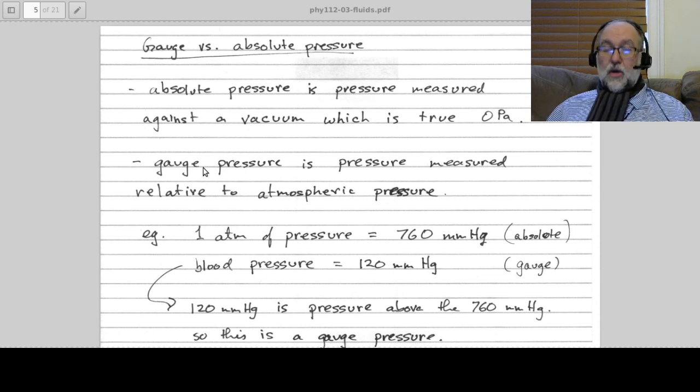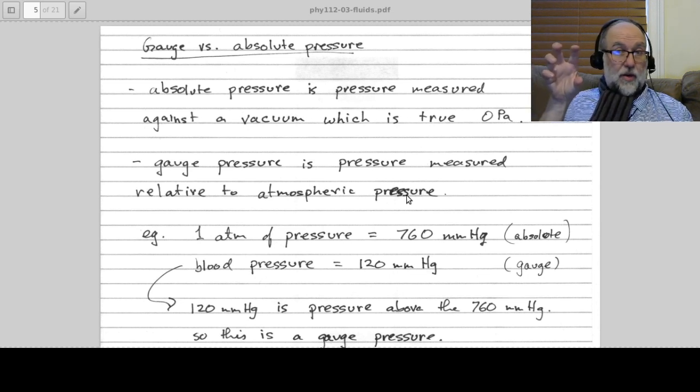So in gauge pressure, the pressure is always being measured relative to atmospheric pressure, and atmospheric pressure is taken as the zero. I hope that's not too confusing, but usually if our instrument reads zero, it doesn't mean you're in a vacuum. It means you're at atmospheric pressure.